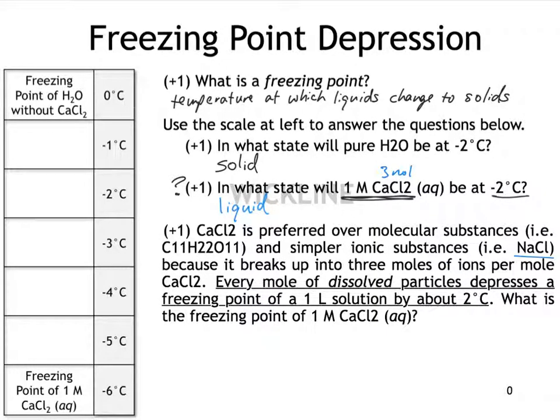I would also add that every mole of dissolved particles depresses the freezing point of a 1 liter solution by about 2 degrees Celsius. So that would mean that the freezing point of a 1 molar calcium chloride solution is still -6, or -2 times 3 moles is -6 degrees Celsius.